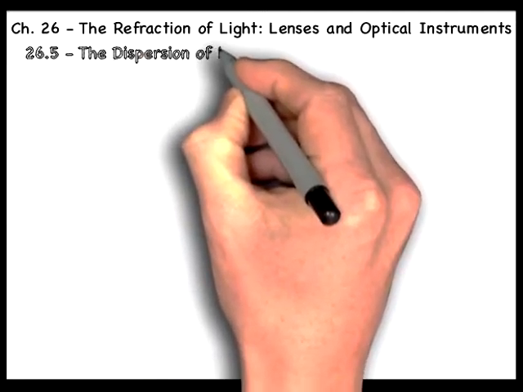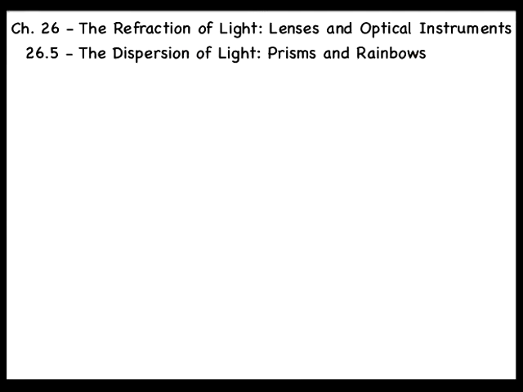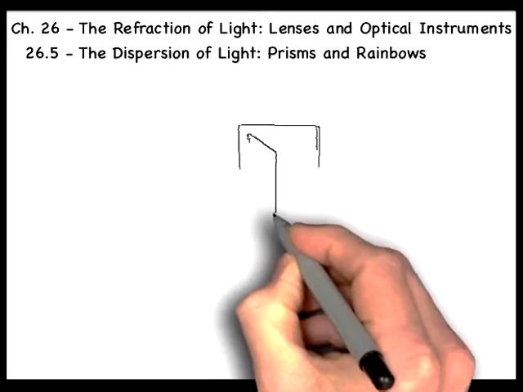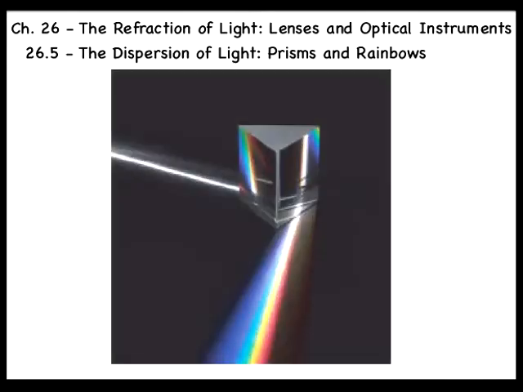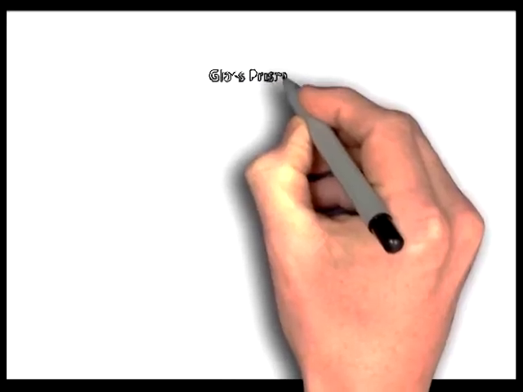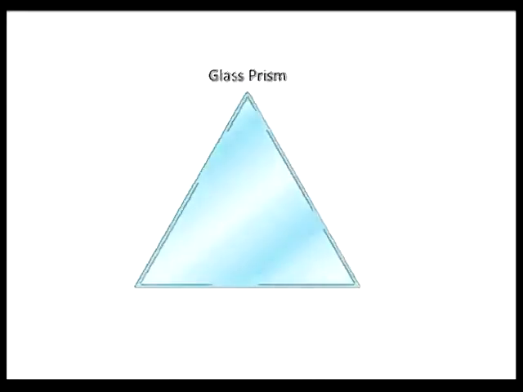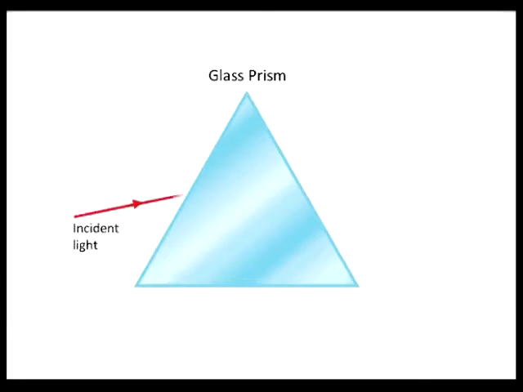In this section, we discussed the dispersion of light due to the dependence of the refractive index of a material on wavelength, like that which occurs when light passes through a prism or through water droplets when forming a rainbow. Here we show a ray of monochromatic light passing through a glass prism surrounded by air.